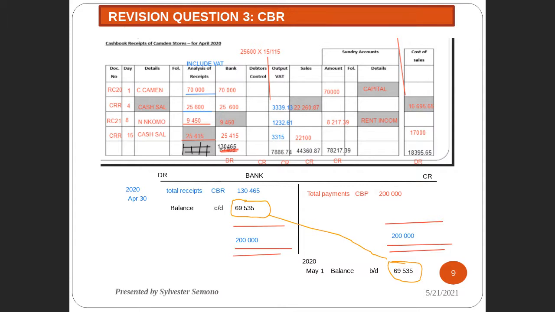So if this total receipts was bigger than the total payment, 130 was supposed to be here. But for the fact that the total payments are more than the total receipts, the total payments will take the precedence. And I'm going to put 200,000 here and also copy them. Immediately after copying that, I'm going to minus the receipts and find the difference. So the difference will always be under the smallest side. That difference is called balance carry down, and I bring it down.